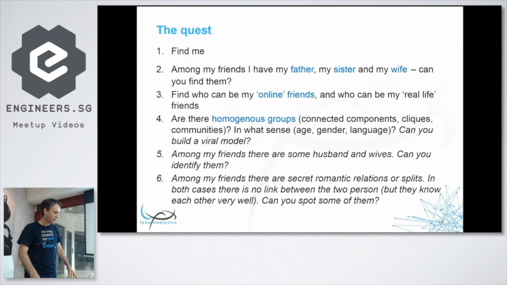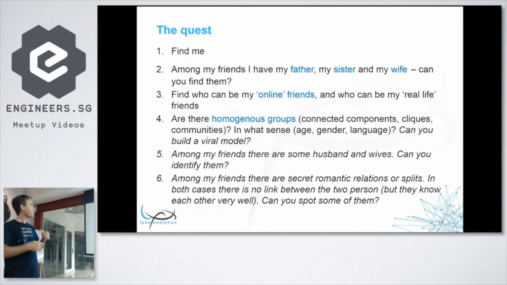But all these things are possible. It is possible to find homogeneous groups. It's possible to build models for predicting who speaks different languages. Finding my romantic partner or my father or my sister is relatively easy, because I definitely have all of them in the network. But my friends' wives are not necessarily in the network, and they definitely have much fewer edges between them than I have with my wife. So that would be a much more difficult thing, but it is still possible to do with the ego network. So all of these things are possible, and I think that's it. Let's go and really do it.